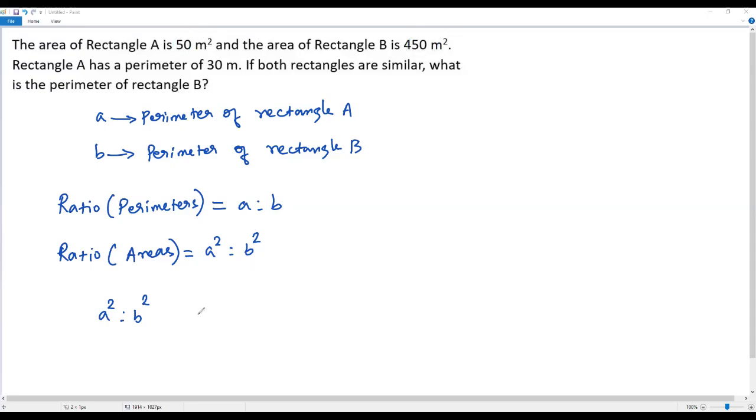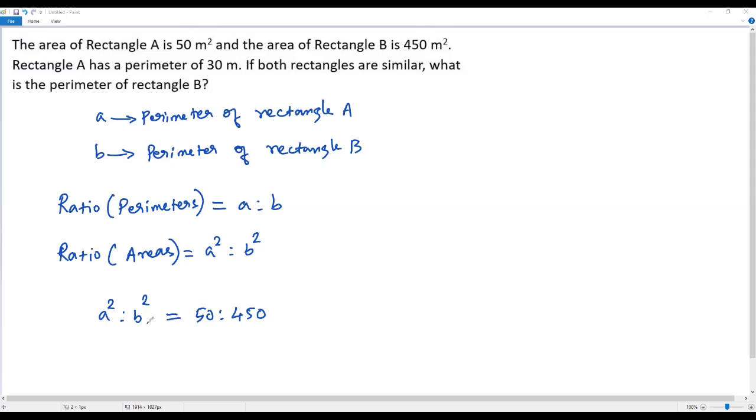So the ratio between the areas of rectangle A and B is 50 to 450. This is the ratio between the areas of the two rectangles from the areas given in the question. The other ratio, a squared to b squared, is also a ratio of the areas of the two rectangles A and B. Since both ratios represent the same thing, we can equate them.